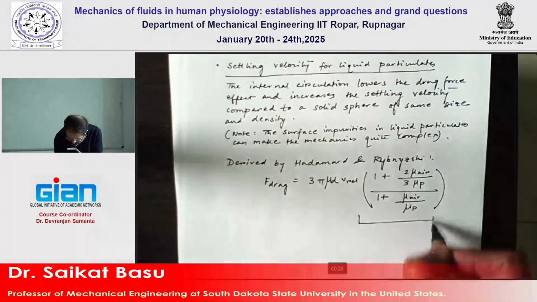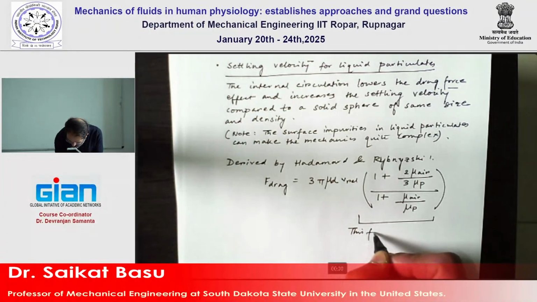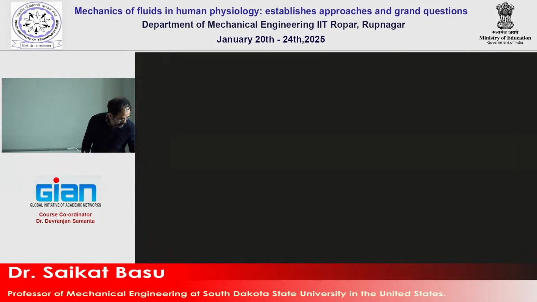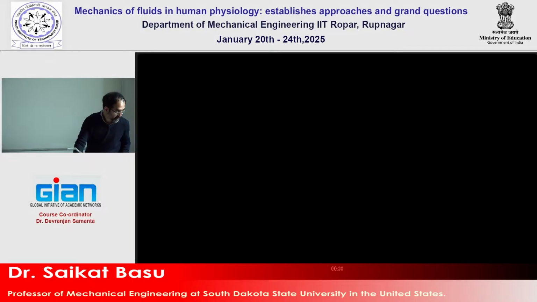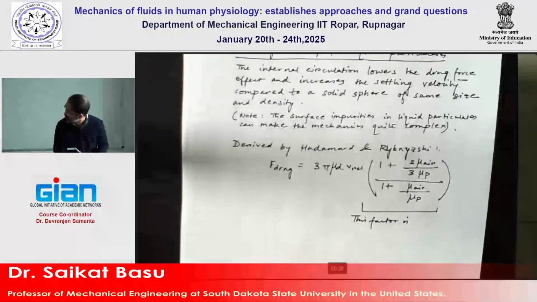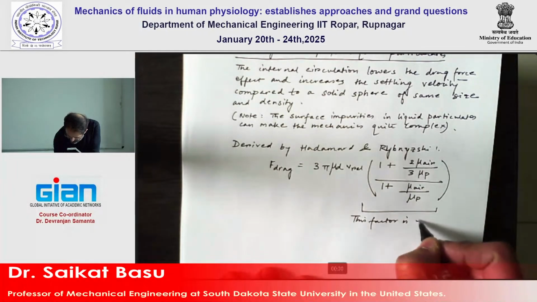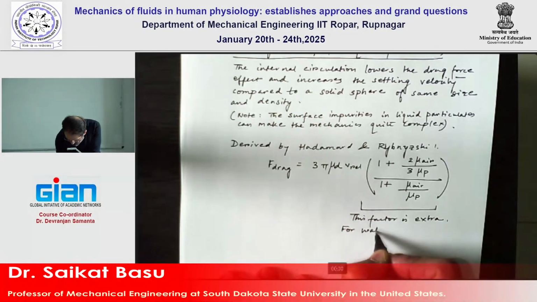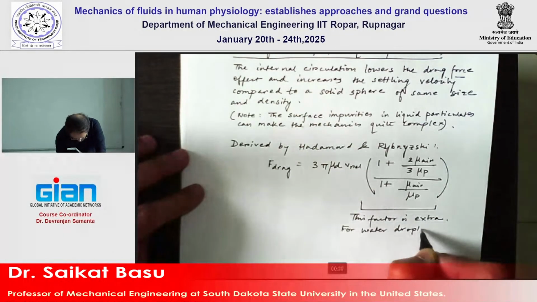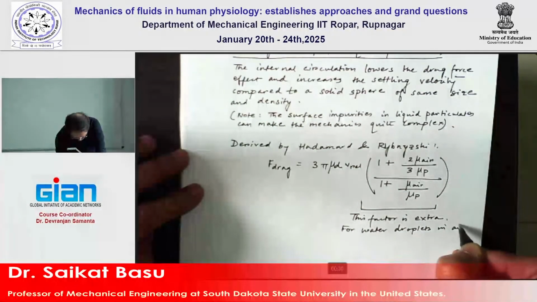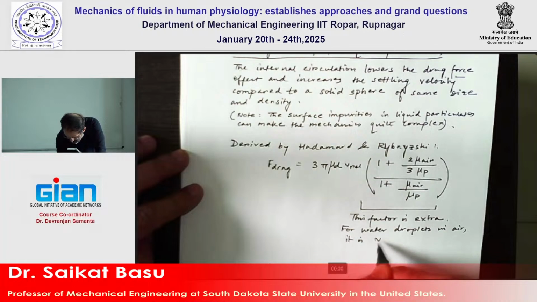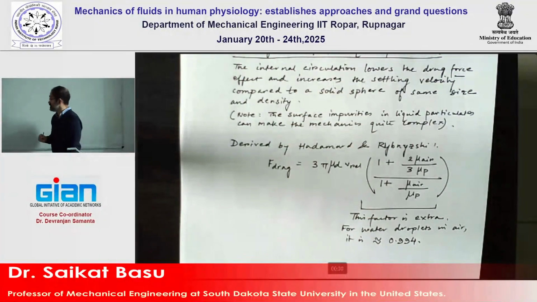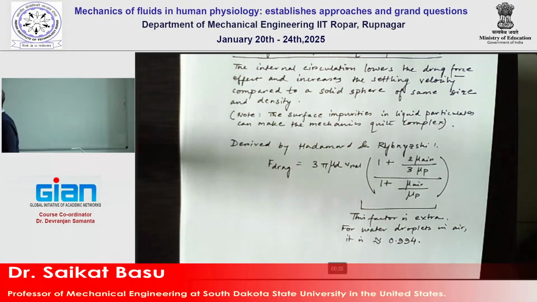So this is the factor that is extra for water droplets in air. It is close to 0.994. So the internal circulation effect could be negligible for the problems that we have been studying.